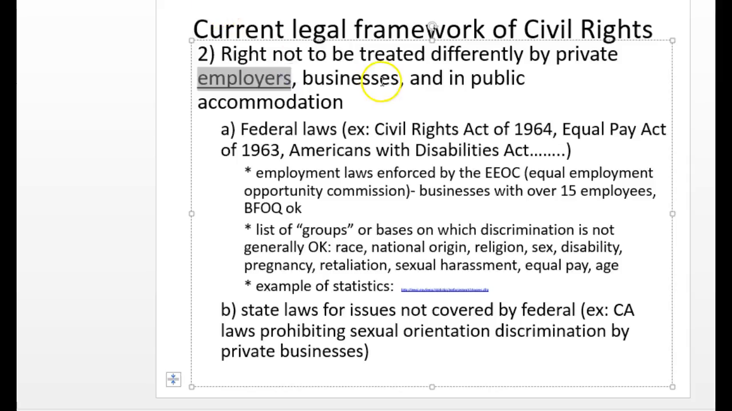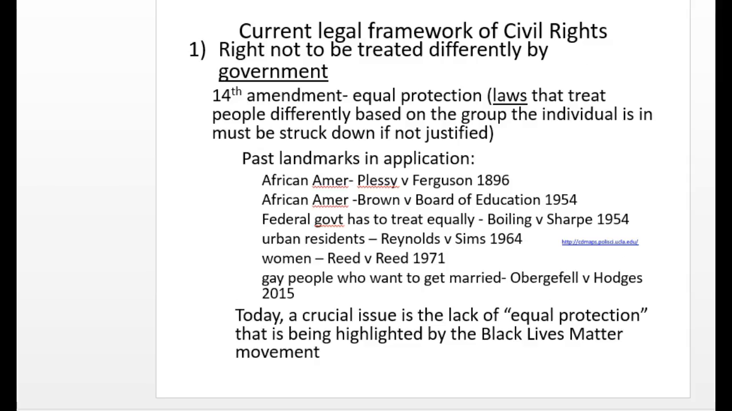And these are very different issues, and different sets of laws are involved. These are laws, and this issue is the 14th Amendment. And so let me first talk about the right not to be treated differently by government.